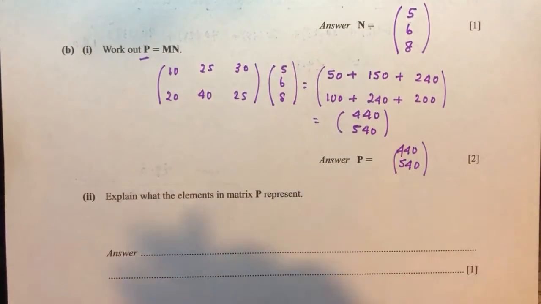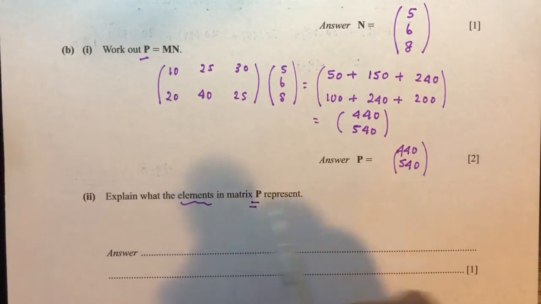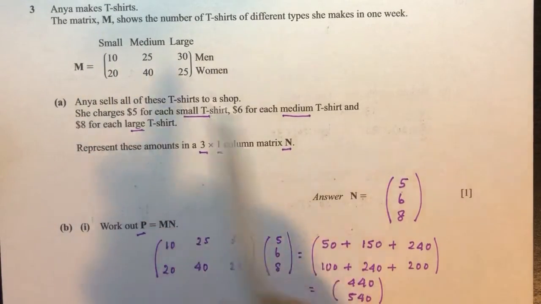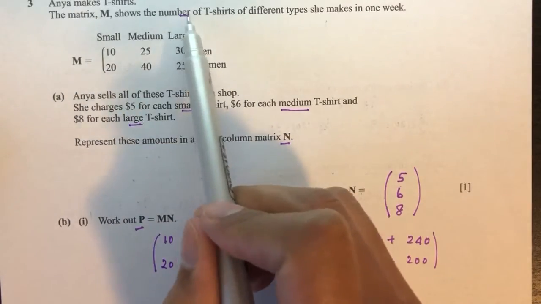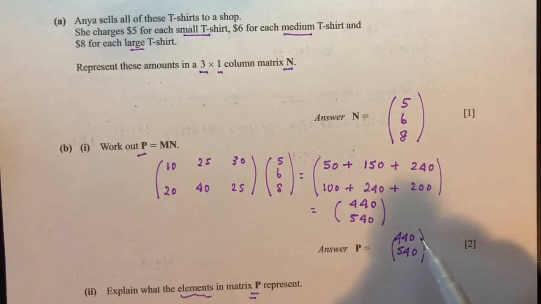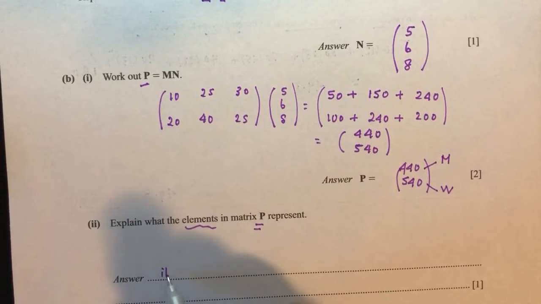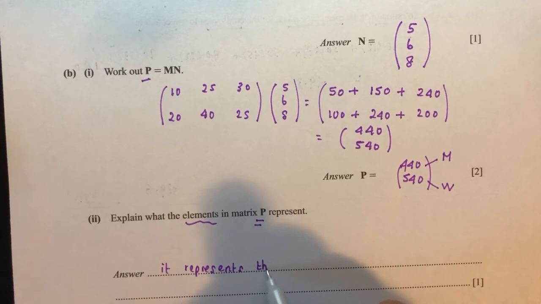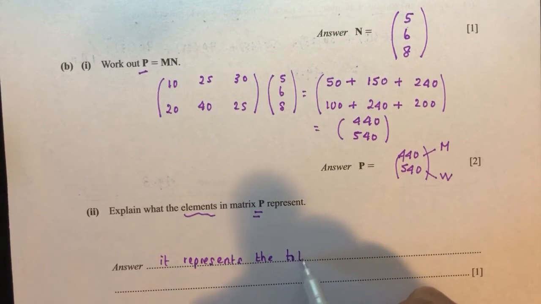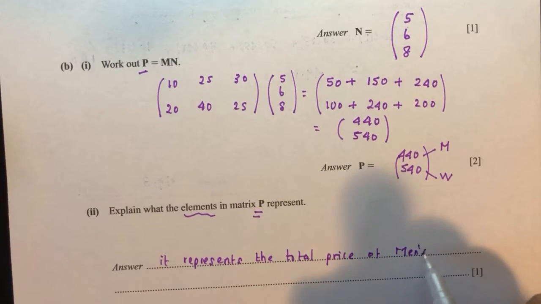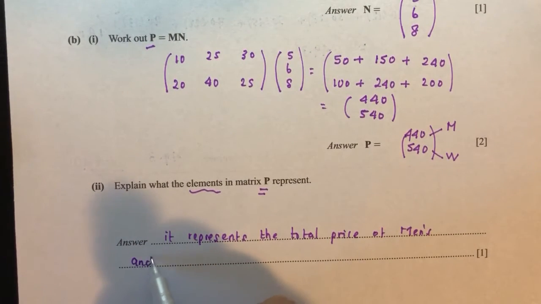Now part two, explain what the elements of the matrix P represent. So as you can see here, M is the number of shirts for the men's. This is the number for women, and this is the cost. So it means that this is the men, this is women. So it represents the total price of men's and women's shirts respectively.